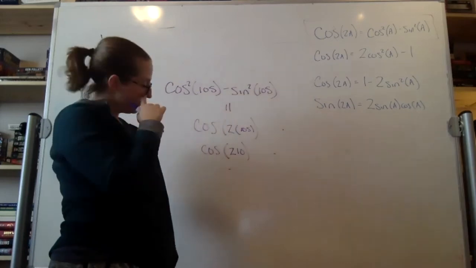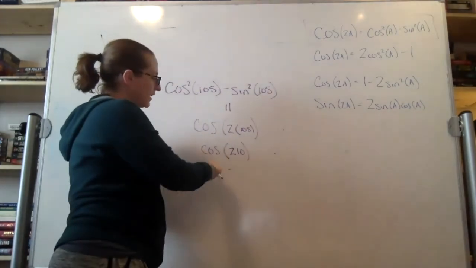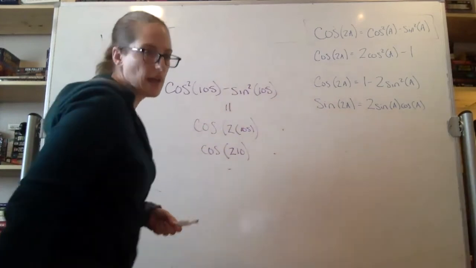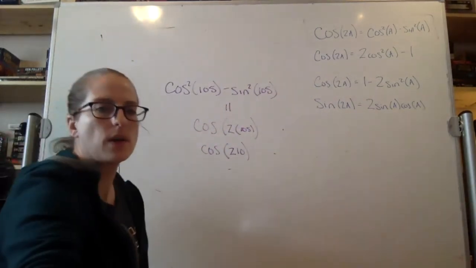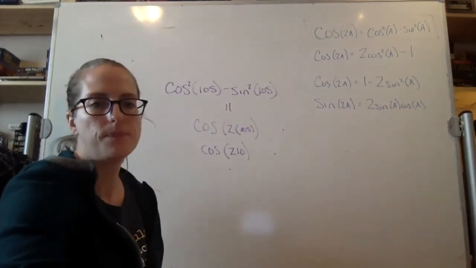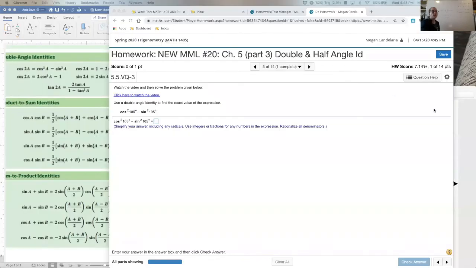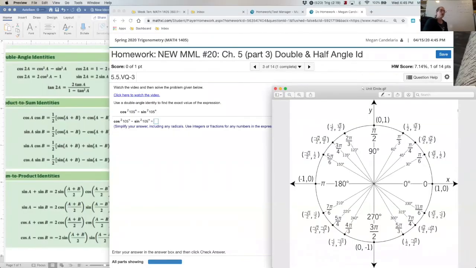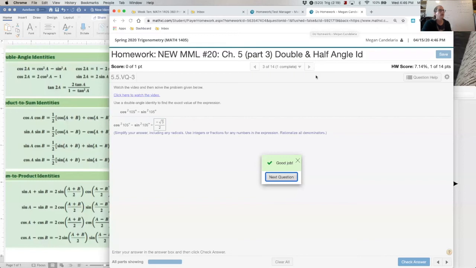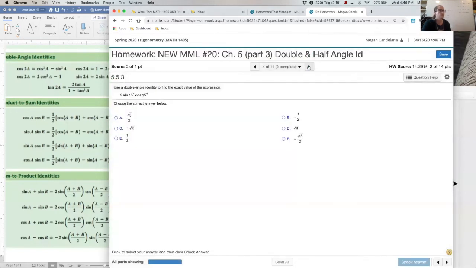So then the question becomes, can we determine the value of cosine of 210? To answer that question, I'm going to go ahead and pull up our unit circle. Again, we're looking for the value of cosine of 210. So on our unit circle, here's 210. So our cosine is negative square root of 3 over 2. So our answer should be negative square root of 3 over 2. All right, let's go on to our next question.